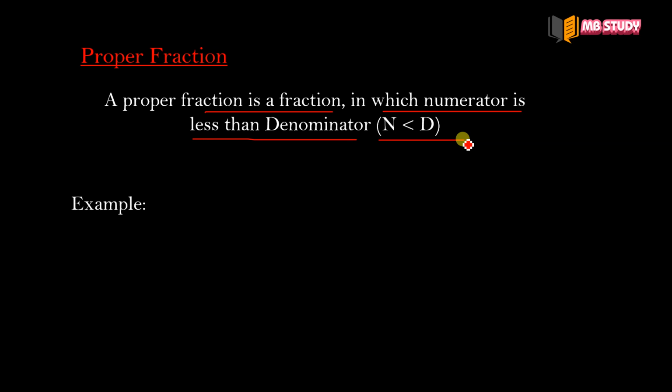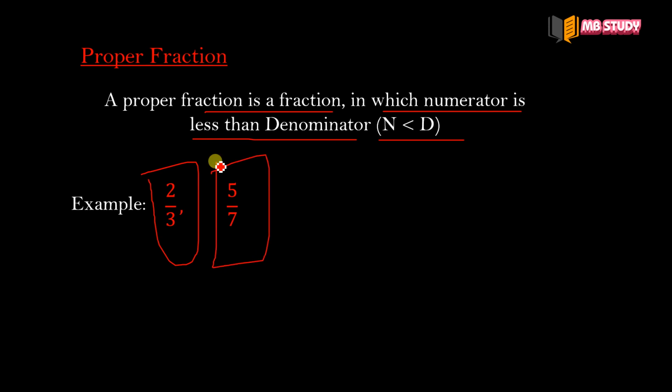So look at the examples. Example 1: 2 by 3, 2 is less than 3. In example 2, 5 by 7, 5 is less than 7. So once again, a proper fraction is a fraction in which the numerator is less than the denominator.